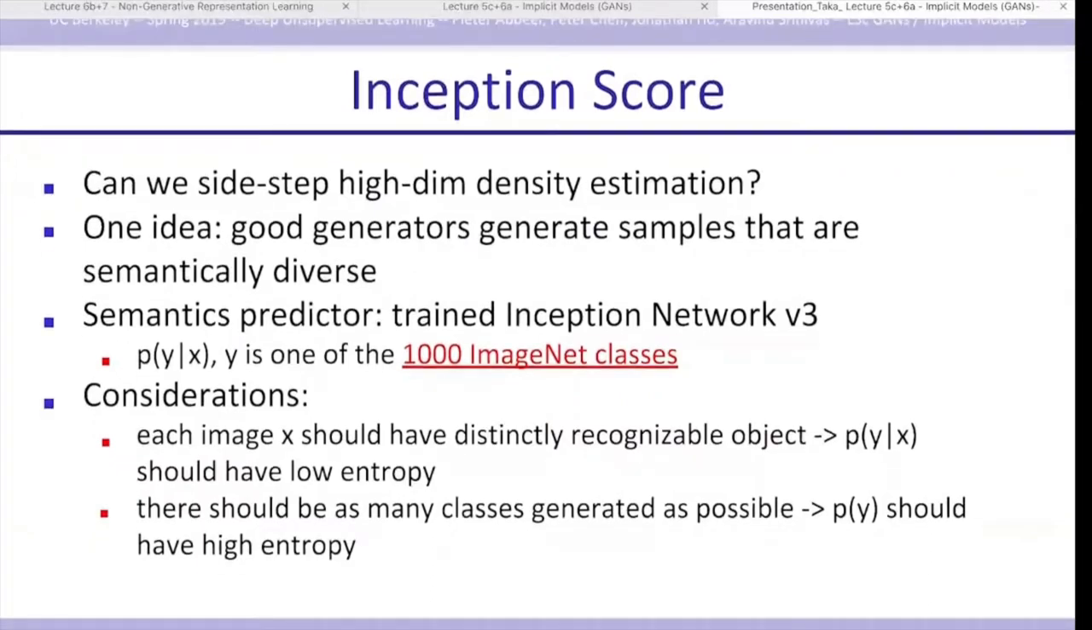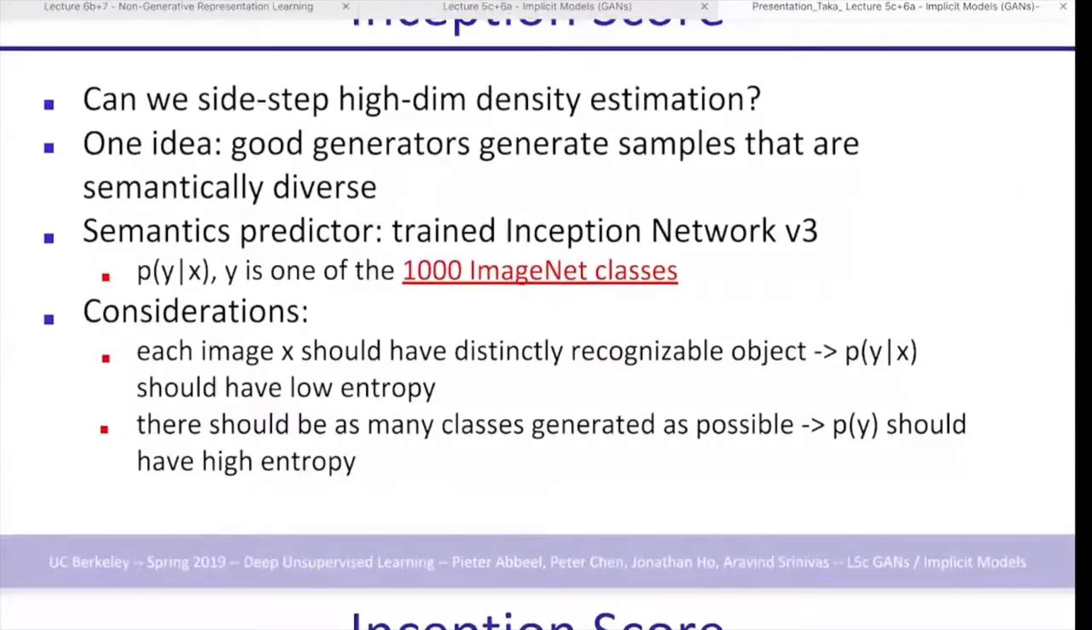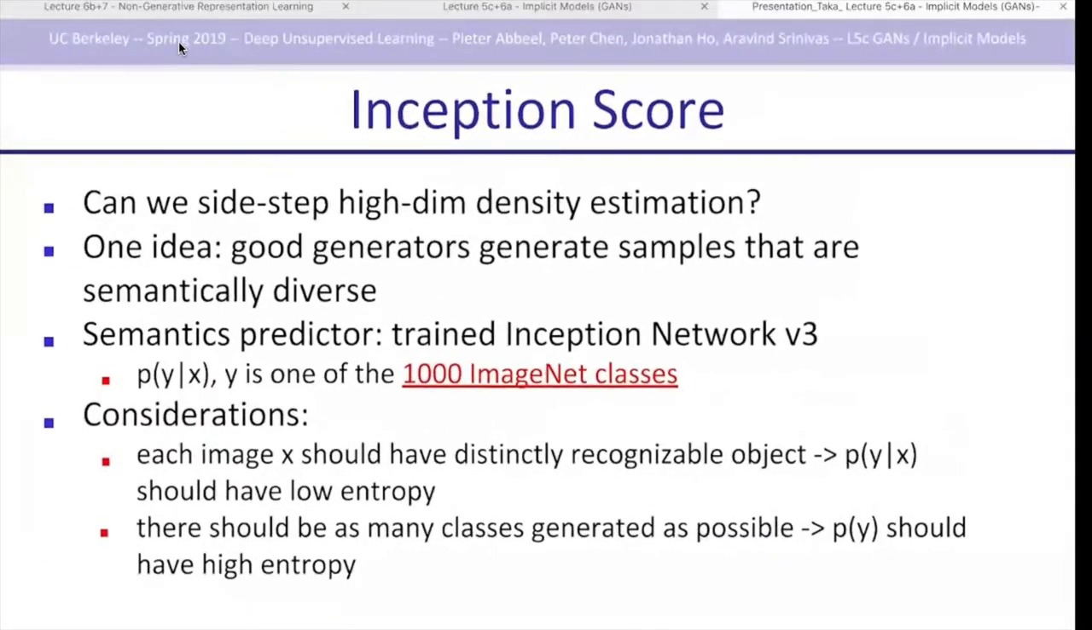Okay, so I'm going to discuss the inception score. As we found earlier, the Parzen window estimate is not a perfect way to evaluate a GAN. So is there any other way to do that?